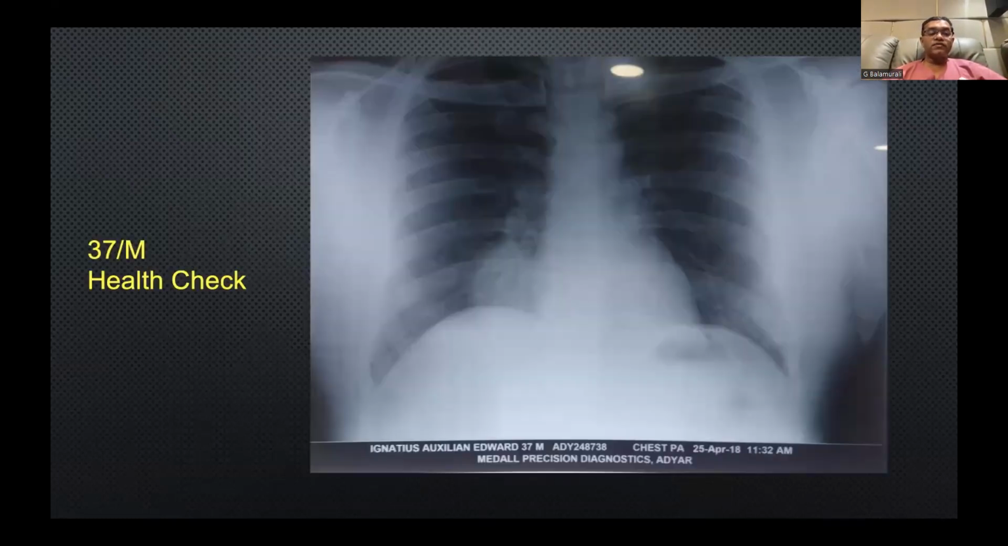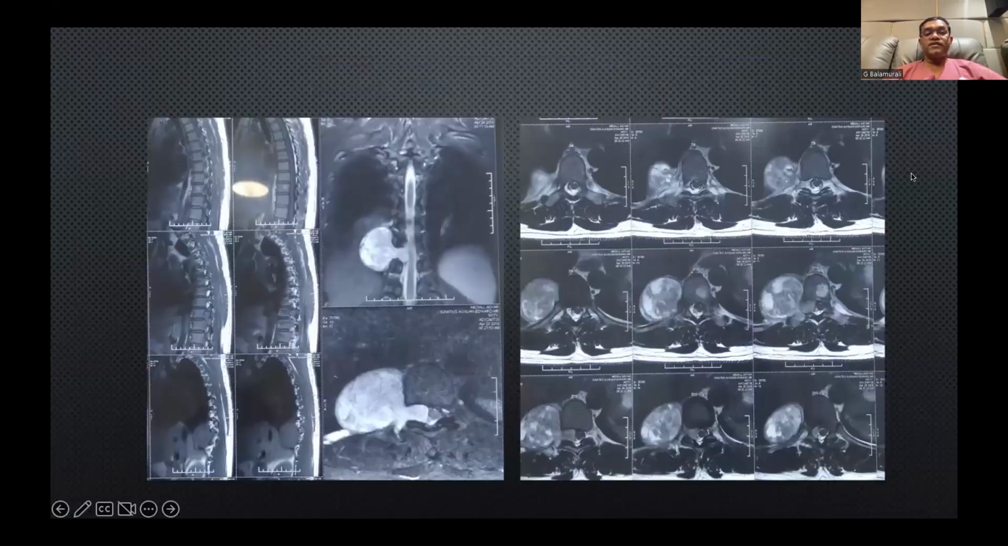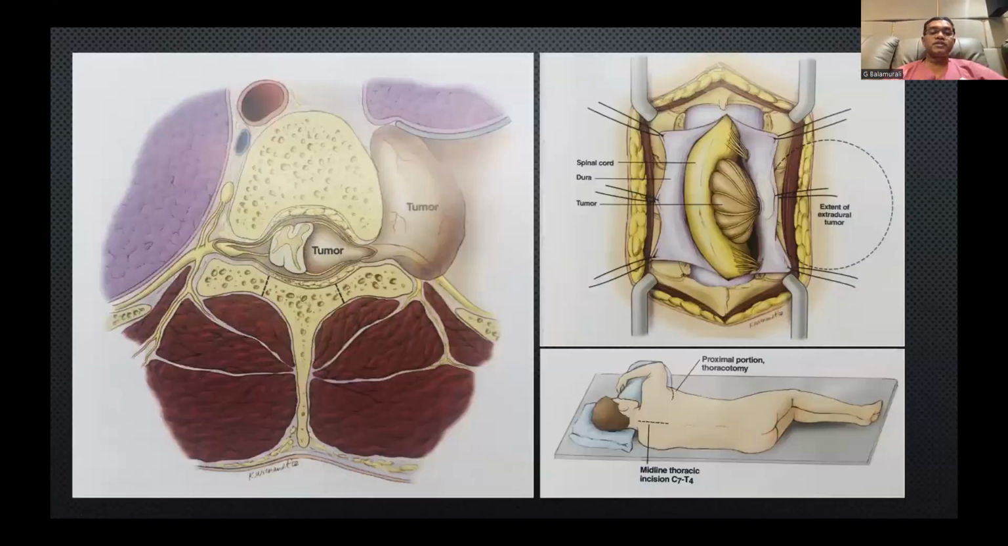Another case is a 37-year-old male who came in for a health checkup. He was going to the US and was having a health checkup, and they noticed this X-ray which showed a hyperdense lesion. It was further investigated and showed a very large dumbbell lesion, more canalicular and extracanalicular in the thoracic cavity rather than the intradural component. So he was totally asymptomatic. Unfortunately, he had to have it removed before going to work, according to the embassy rules.